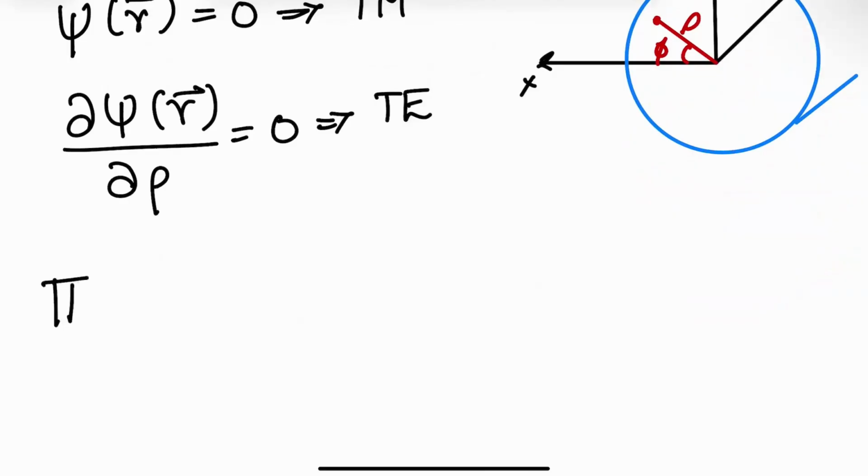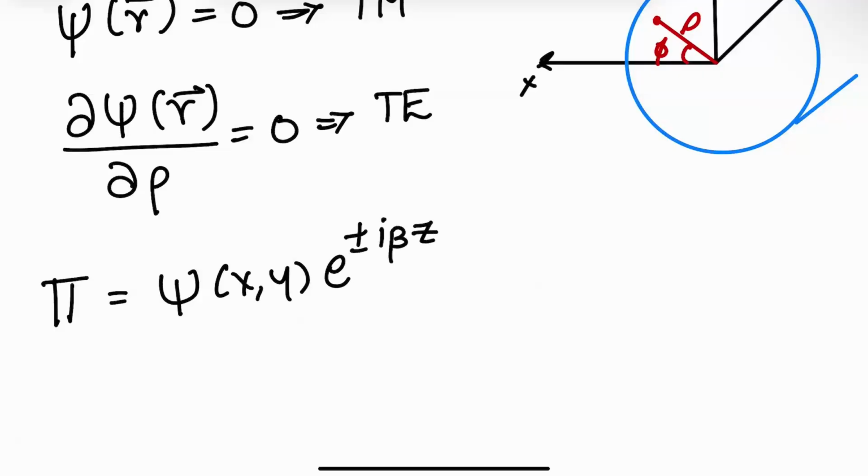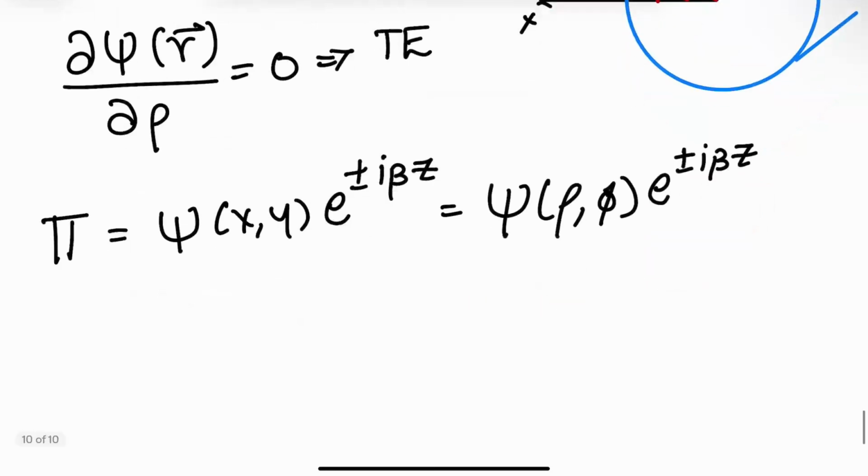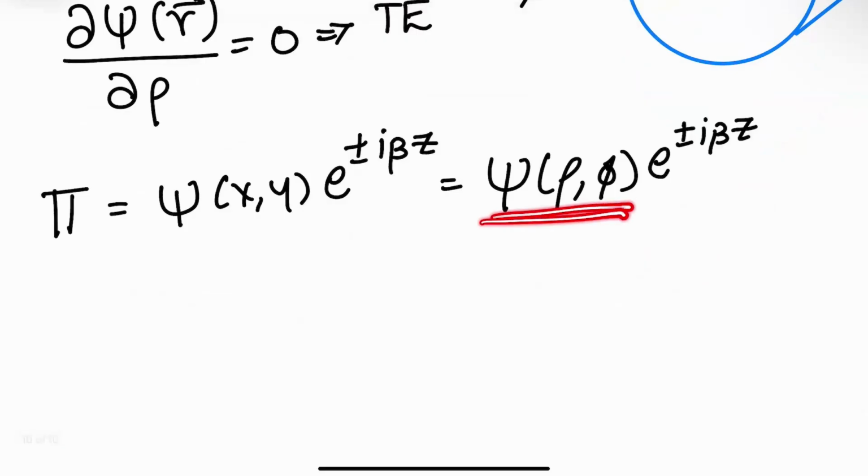Now recall that pi, which was the Hertz vector potential, was psi of x comma y times e to the plus or minus i beta z. This I can write in cylindrical coordinates as psi of rho comma phi times e to the plus or minus i beta z. When we derived this from the 3D wave equation, it pulled out an e to the i beta z factor. That's what this is, and the rest of it we're writing as a function of rho and phi. This is the aperture distribution of the potential, and that potential is propagating as e to the i beta z, a wave in the z direction.